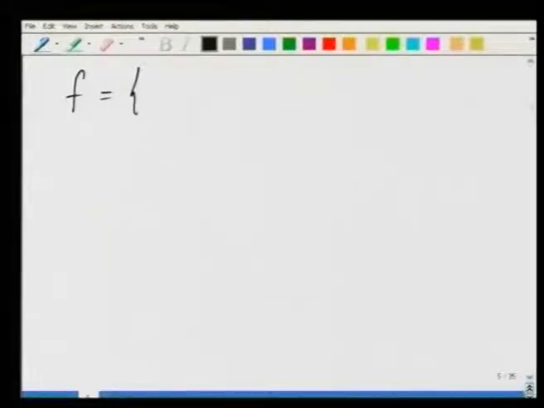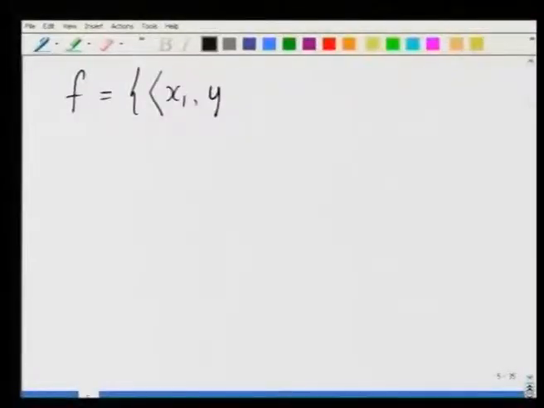Remember that f is a set. So, I have to start it with curly braces. Once I have curly braces, I will have to start listing the pairs that constitute this. So, I can write (x1, y2), that is perfectly fine. But now, x1 has been used up, you cannot write another pair containing x1.